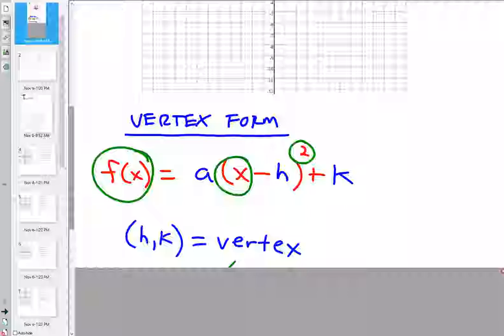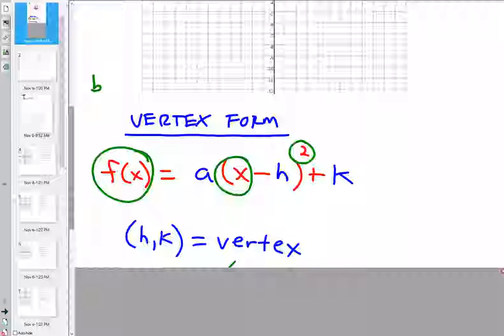Well, there's one other slight difference between what you saw yesterday and what you see today. What do you see today that you didn't see yesterday? The parentheses. If you see the X inside of a parentheses, then it's considered to be vertex form. Even if you don't see a parentheses, if you only see an X that's being squared, you could still consider it to be vertex form.